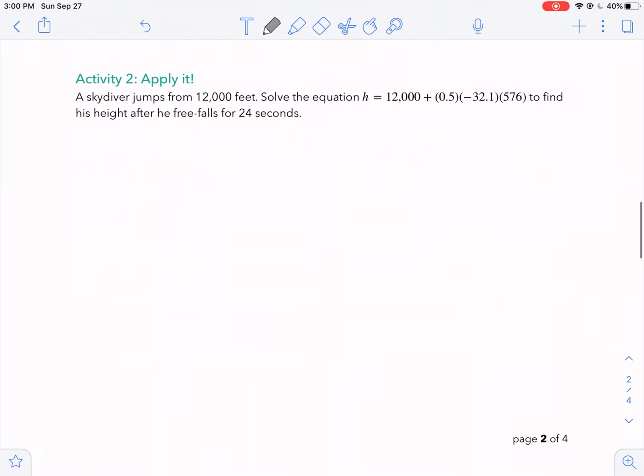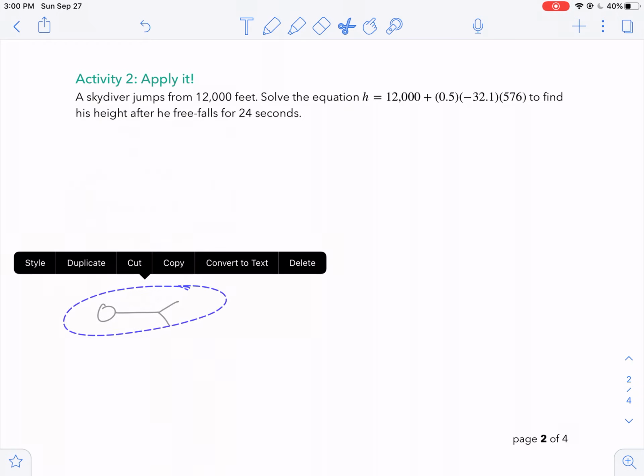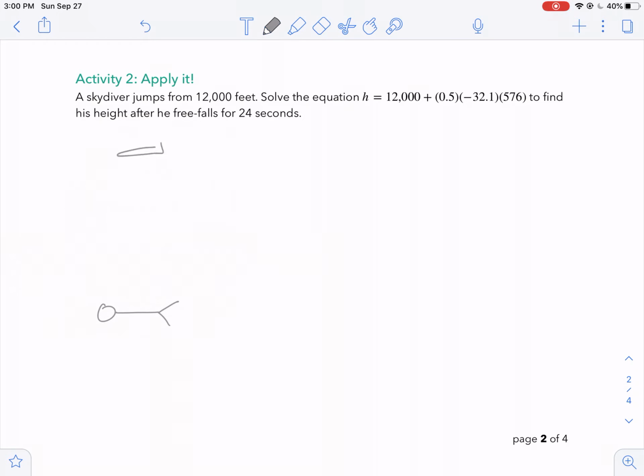Okay, now let's put this into practice. Say you've got a skydiver and he's jumping. Oh, he went down. Yipes. Okay. He jumps from the plane at 12,000 feet. And then we're going to use the equation, 12,000 plus 0.5 times negative 32.1 times 576 to find his height after he free falls for 24 seconds. Our poor skydiver doesn't have any arms. Oh my. There he goes.